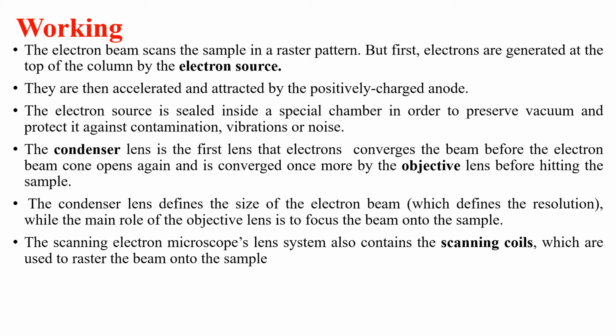The condenser lens is the first lens that converges the electron beam, and then it is converged once more by the objective lens before hitting the sample. So the condenser lens defines the size of the electron beam, while the main role of the objective lens is to focus the beam onto the sample. This scanning electron microscope lens system also contains scanning coils, which are used to raster the beam onto the sample. So this is the basic working of the SEM instrument.